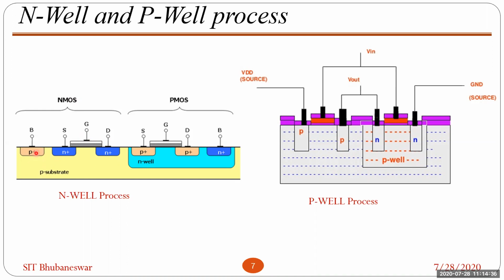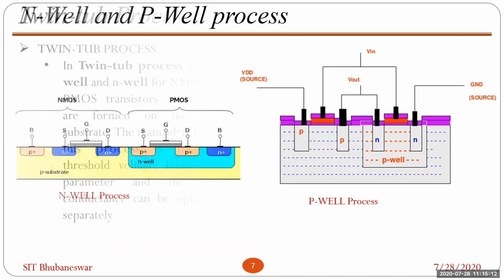The body is heavily doped P, and here this part is your PMOS. So one N well is created. Inside that N well, you have to create the diffusion layers, P plus and then N plus body of that PMOS transistor. So this is the N well process, and the P well process is completely opposite. This is the N substrate, and you will create a P well. Inside that, the N transistors. And this is P well.